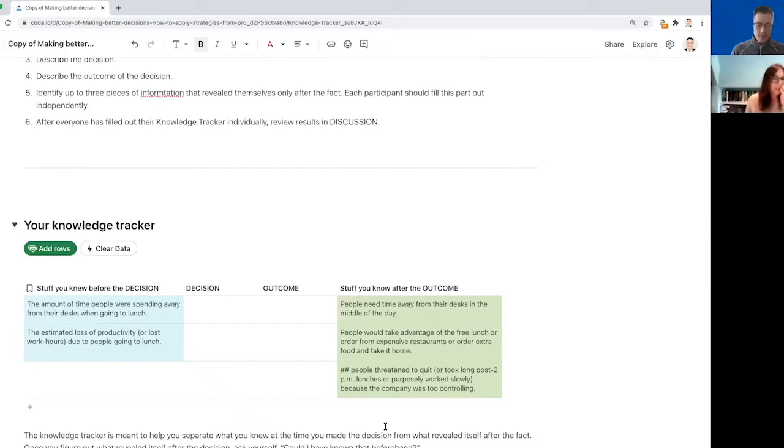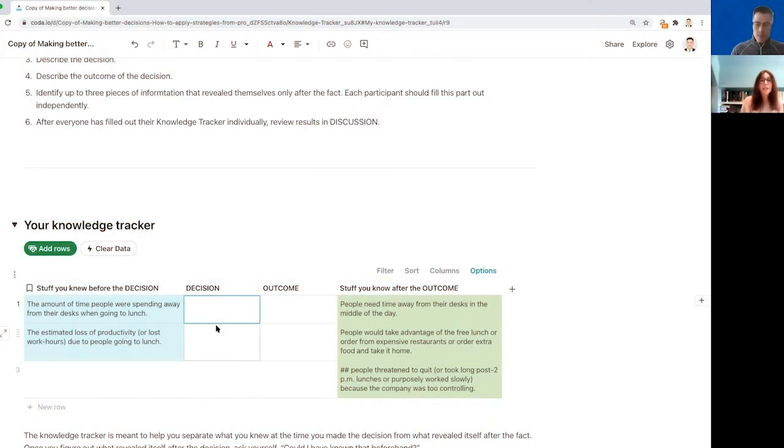The way that you use the knowledge tracker is you've got some decision that you have made, and you would write that down, and you have an outcome that you've gotten. Think about it as like a hiring decision. We hired candidate A, and let's say that you have an outcome within 6 months, you wanted to part ways. Or you could think about the reverse, you hire candidate A and they turn out to be a superstar.